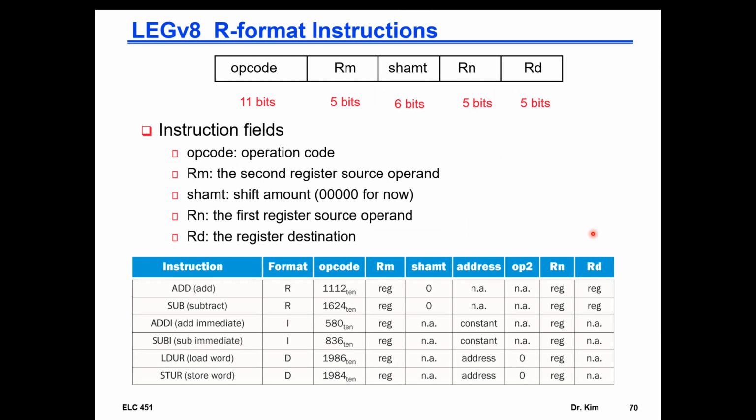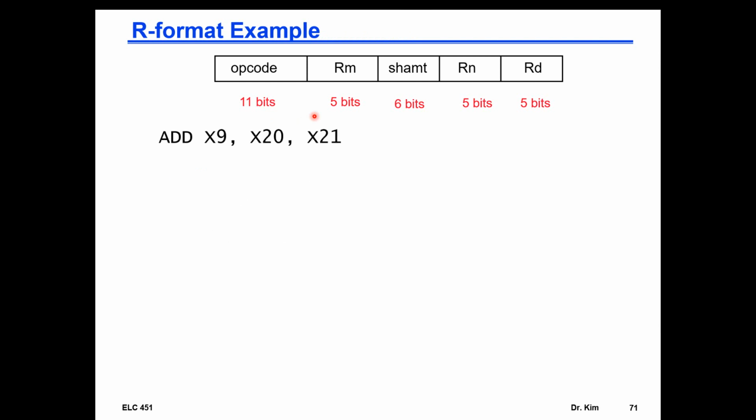So let's take a close look at each one of them. So this would be the instruction fields for an R-type. And let's look at an example. In this case, we're adding register 21 and register 20 and putting the result in register 9. This is the destination field, RN and RM.